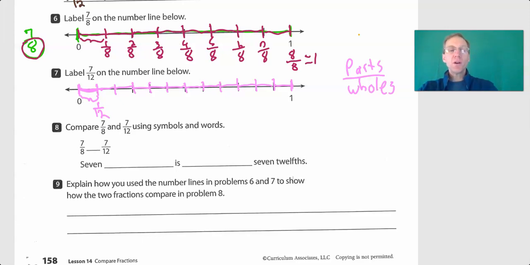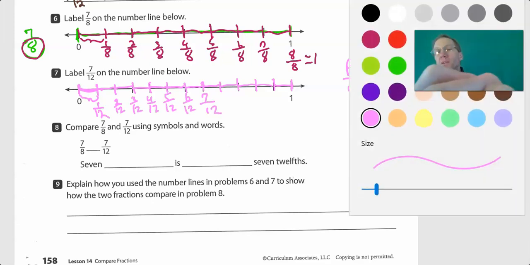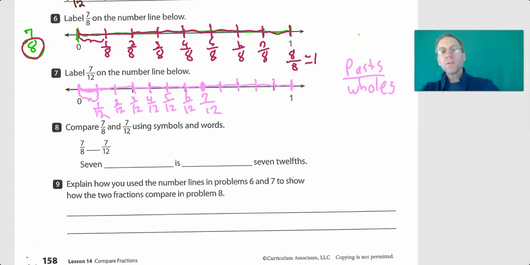Okay, so where's 7/12? Well, there's 1, 2 12ths, 3 12ths, 4 12ths, 5 12ths, 6. There's 7/12 right there. I'll put a black dot here for both of that. 7/12 is right there. Whoops, didn't change it to black. There we go. And 7/8 is up here.